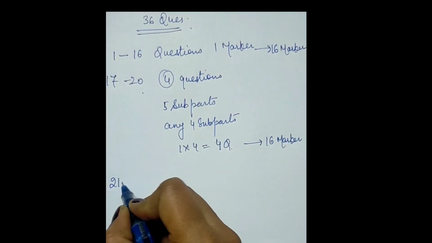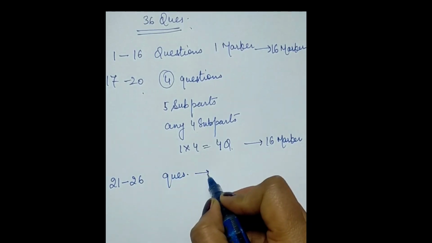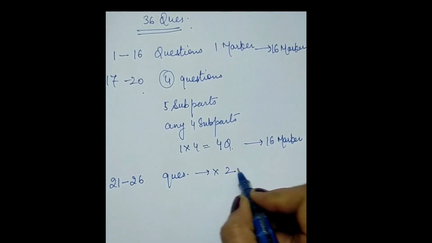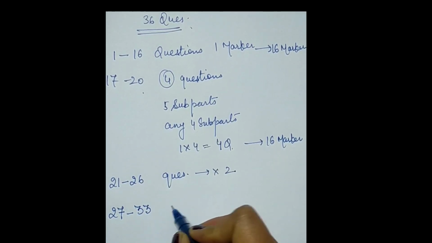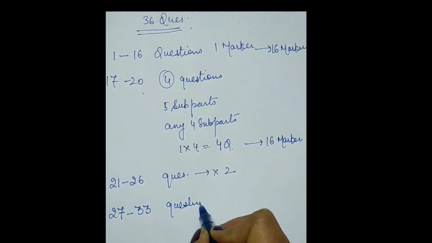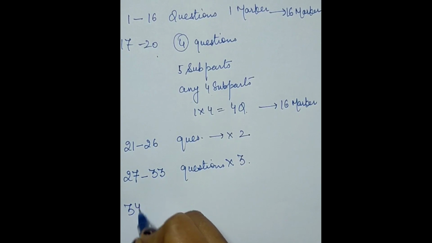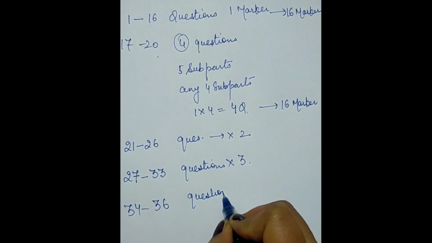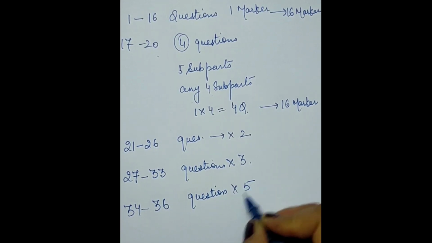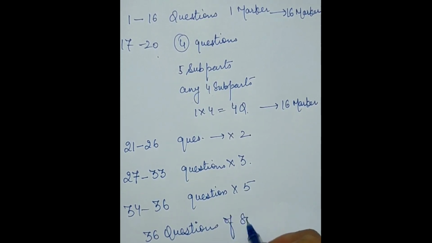Then we have questions 21 to 26 of 2 marks. Then 27 to 33 questions of 3 marks, and then 34 to 36 we have questions of 5 marks. Overall there are 36 questions of 80 marks.